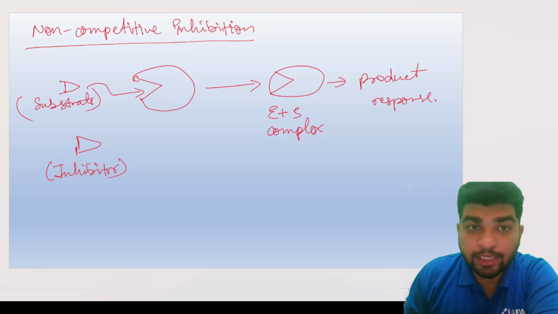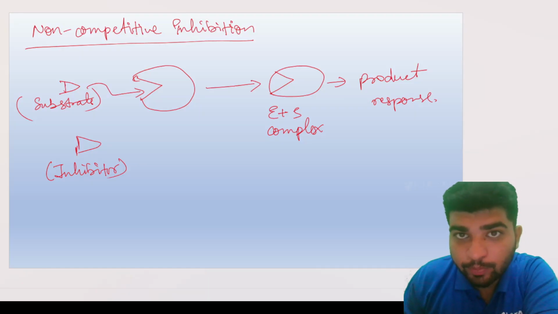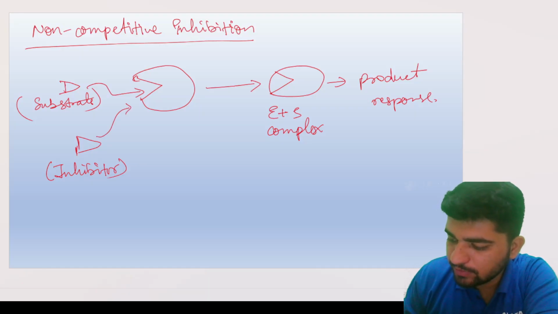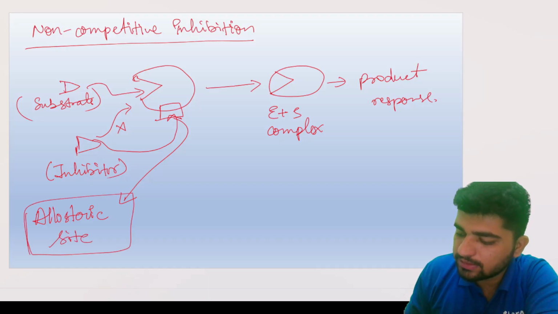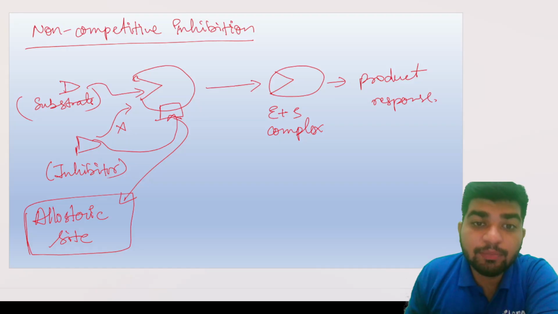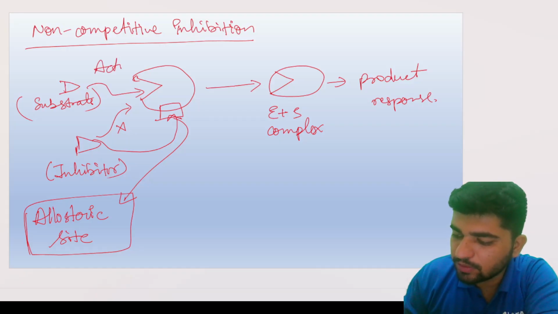Now, what will happen? This inhibitory drug in non-competitive inhibition will not bind to the active site, but it will bind to the allosteric site. This site is known as the allosteric site, where the inhibitory drug binds. The substrate will bind to the active site. This is an active site.